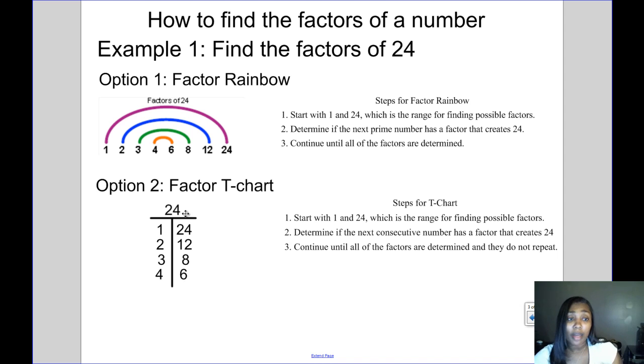So basically, when you're finding factors, the easiest way is to think about factor pairs. And if you're not sure if a number is a factor, you want to use the divisibility rules to give you a shortcut to see if something could be a factor.